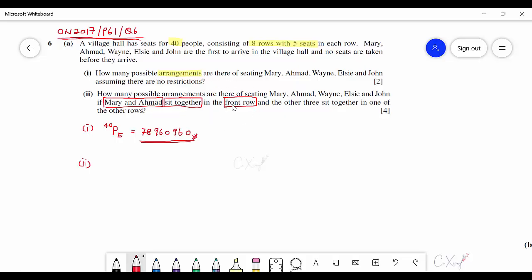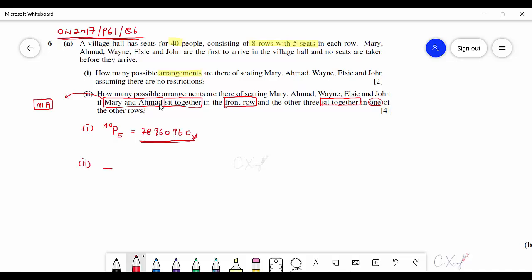Then the other 3 also sit together again, in one of the other rows. So maybe we are going to arrange Mary and Ahmad first. When they say like this, that means when you want to arrange Mary and Ahmad, you have to assume that they cannot be separated. You have to treat them as one unit. But there are 2 persons here, 2 persons in one unit because they cannot be separated.